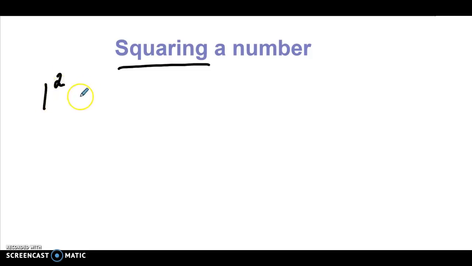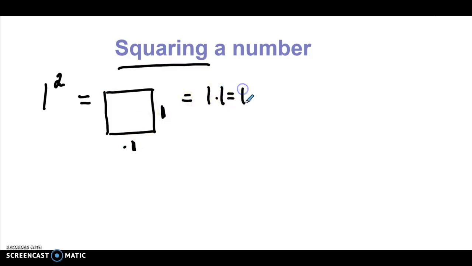What is 1 squared? Well, what it's actually asking you is if you have a square and each of the lengths of the sides are 1, what's the area of the square? So 1 squared would be 1 times 1 is 1. So 1 squared is 1.